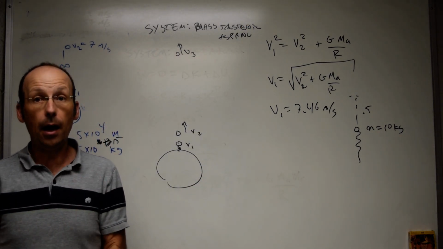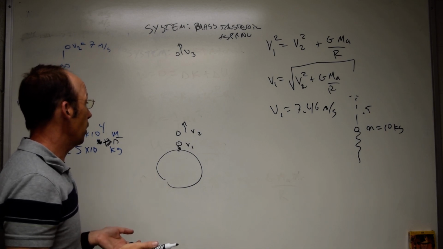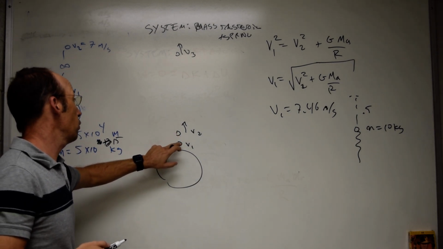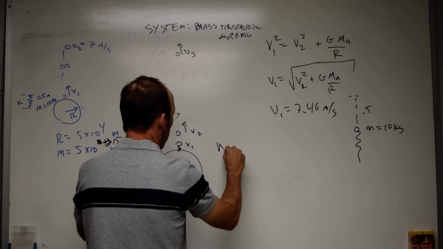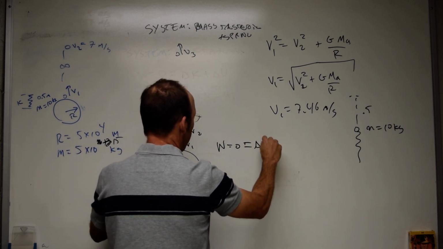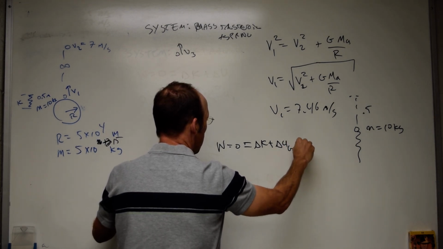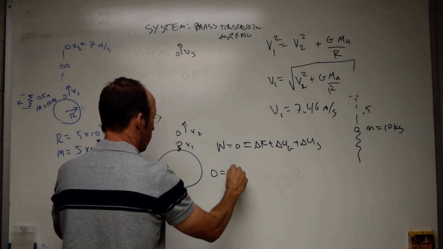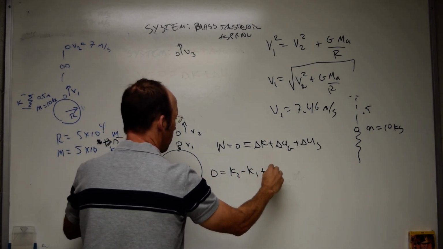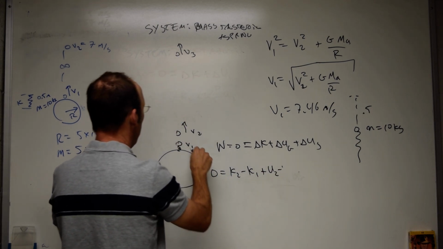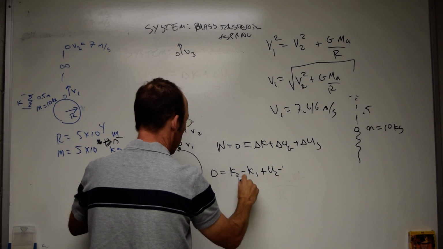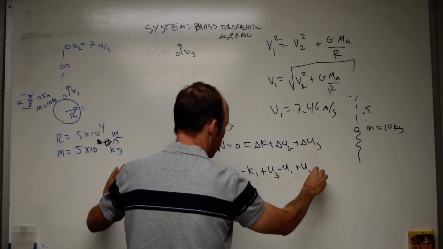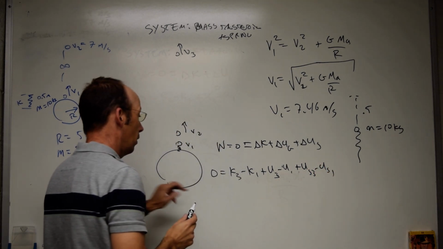But now I have an option. What do I want to pick for my initial and final positions? I could do 1 to 2 since I know the final velocity, or I could do 1 to 3. I'm going to do 1 to 3. So I'm going to say work is 0, equal to delta K plus delta UG plus delta US. And so in this I have 0 equals K3 minus K1 plus U3 minus U1 plus US3 minus US1.